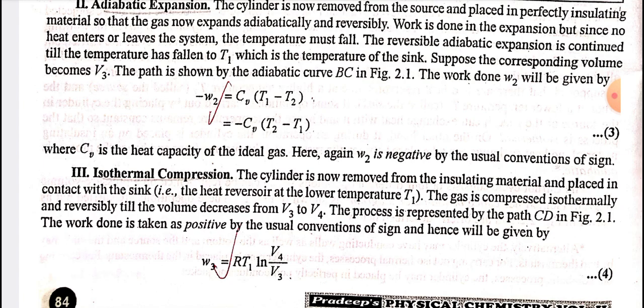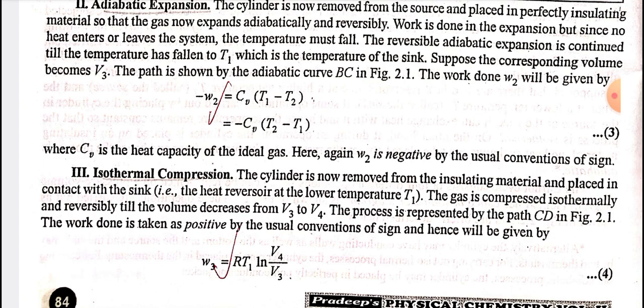Adiabatic expansion. Second process. The cylinder is now removed from the source and placed in perfectly insulating material so that the gas now expands adiabatically and reversibly. Work is done in the expansion, but since no heat enters or leaves the system, the temperature must fall. The reversible adiabatic expansion is continued till the temperature has fallen to T1, which is the temperature of the sink. Suppose the corresponding volume becomes V3. The path is shown by the adiabatic curve BC in figure 2.1.